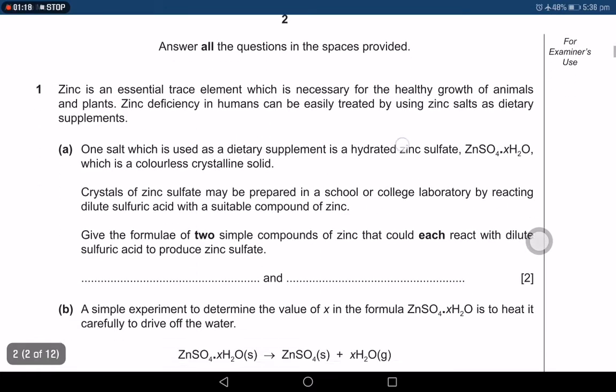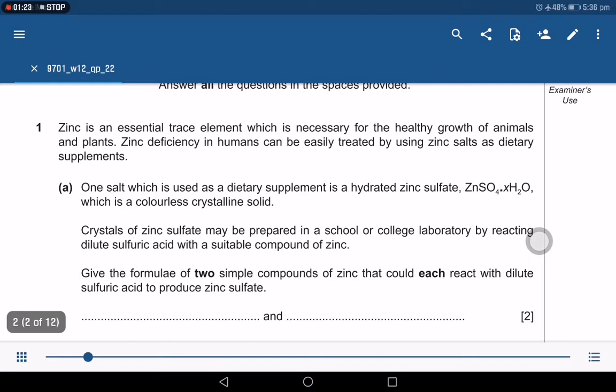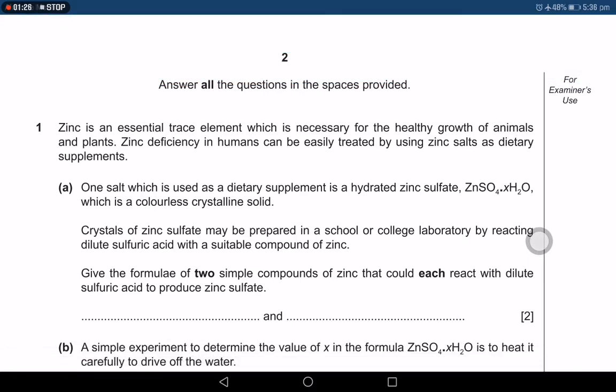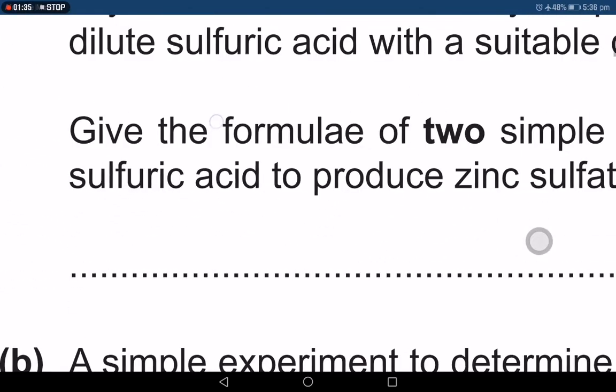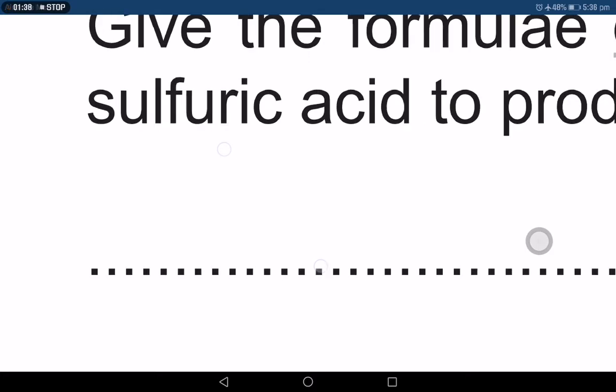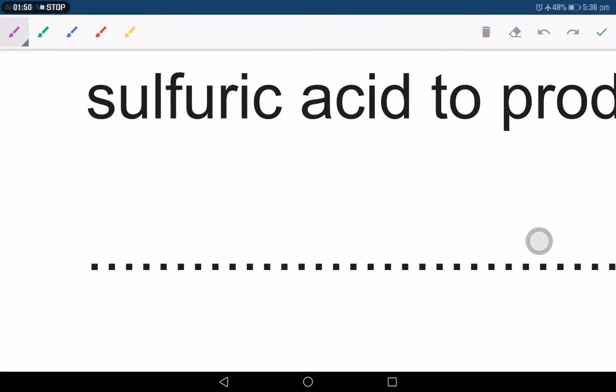Zinc is an essential trace element which is necessary for the healthy growth of animals and plants. Zinc deficiency in humans can be easily treated using zinc salts as dietary supplements. That's what your doctor recommends you to take whenever he says you've got zinc deficiency. One salt which is a dietary supplement is hydrated zinc sulfate, ZnSO4.xH2O, which is a colorless crystalline solid.